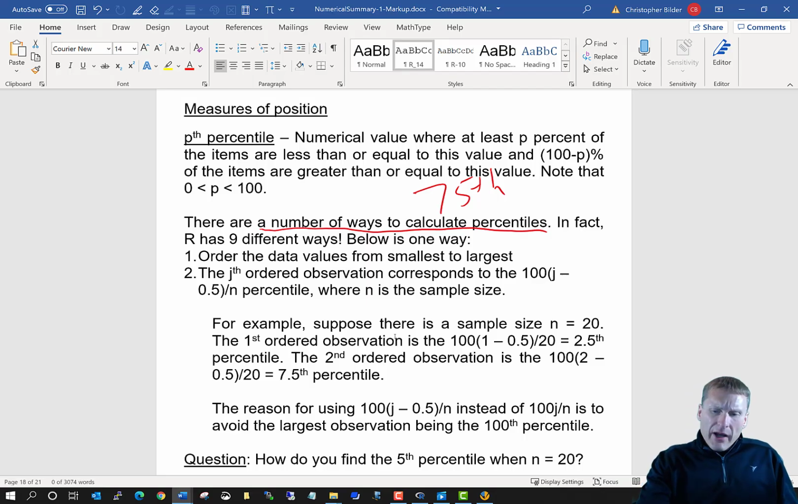To find percentiles, what we do is we order the data values from smallest to largest, and then the jth ordered observation corresponds to the 100 times (j minus 0.5) divided by n percentile, where n is our sample size. So simply, if I had a sample size of 20, the first observation in our sample, so that's what our j is going to be, ends up being the 2.5th percentile. The second one is the 7.5th percentile, and so on.